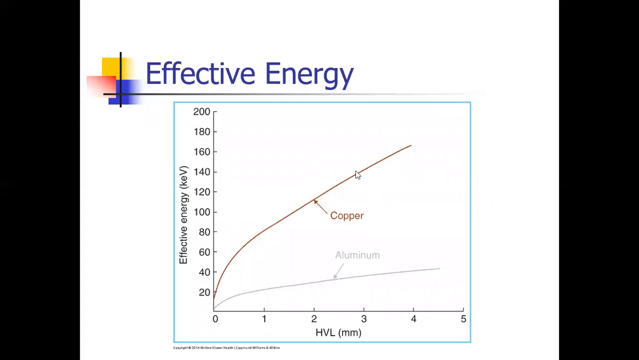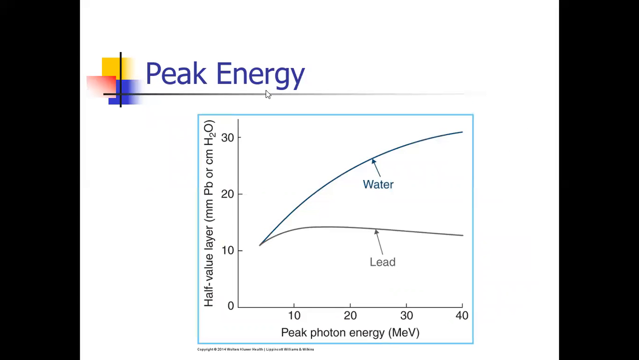So you can see some of the effective energies for the different half-value layers here of copper and for aluminum. Peak energies are half-value layers of lead or water. You can see the peak photon energy for those given half-value layers.